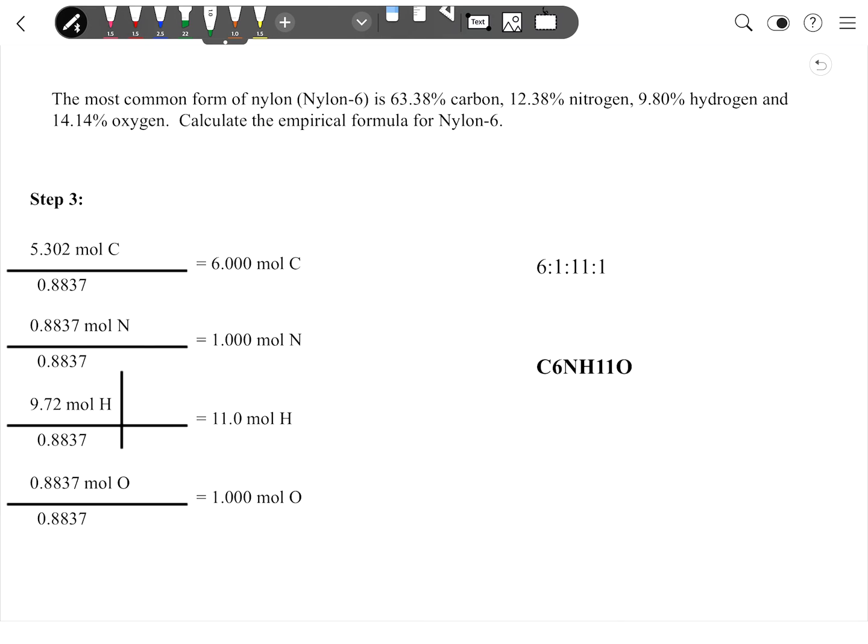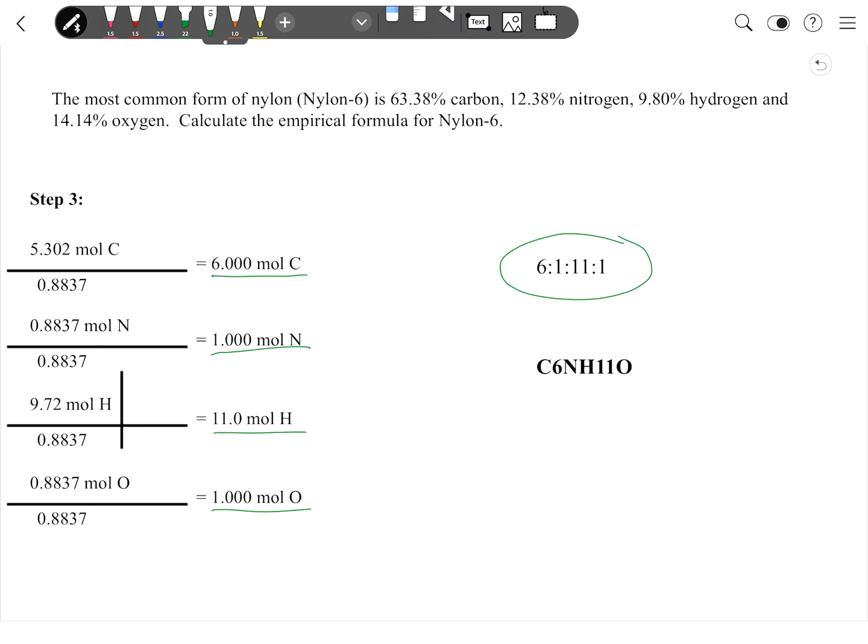We take our 5.302 moles of carbon, we divide it by 0.8837, and we get 6 moles of carbon. We take our 0.8837 moles of nitrogen divided by 0.8837, and we get 1 mole of nitrogen. We take our 9.72 moles of hydrogen divided by 0.8837, we get 11 moles of hydrogen. And 0.8837 moles of oxygen divided by 0.8837, we get 1 mole of oxygen there. And so now our molar ratio happens to be 6 to 1 to 11 to 1. 6 moles of carbon, 1 mole of nitrogen, 11 moles of hydrogen, 1 mole of oxygen.